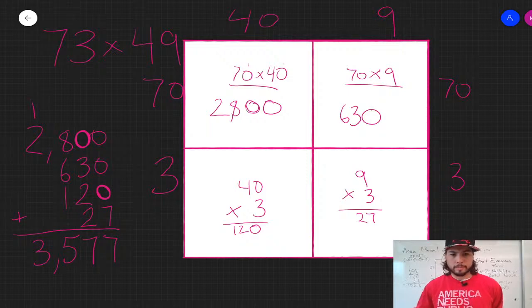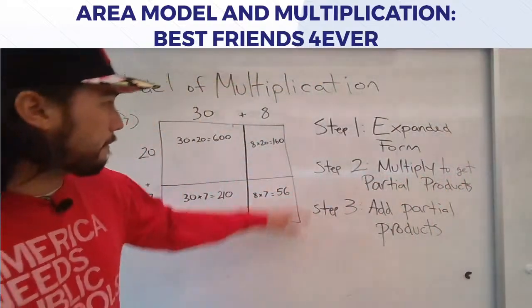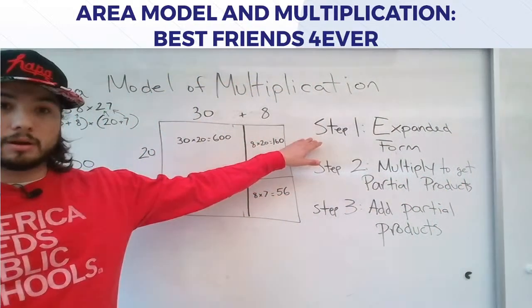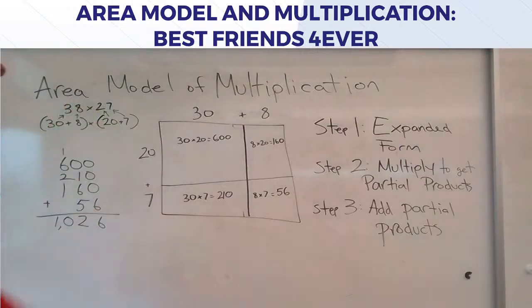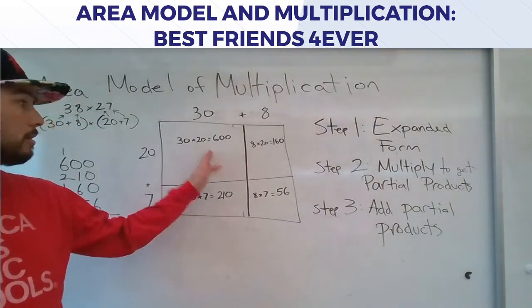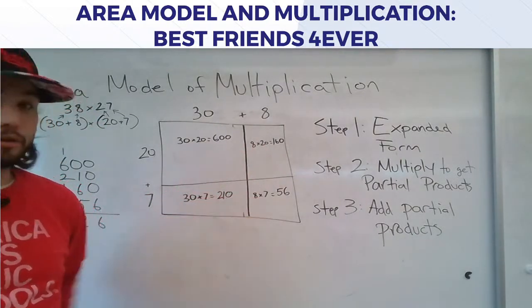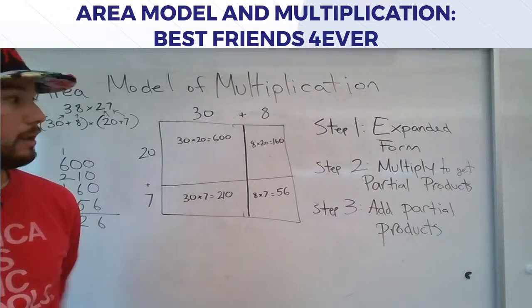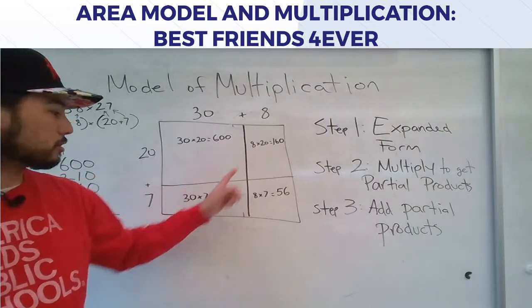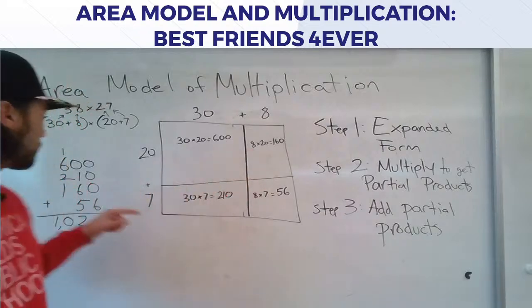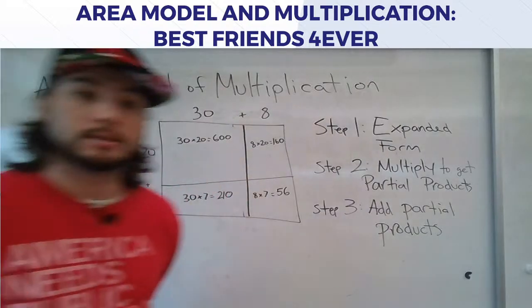All right, remember our steps. First step, put your factors in expanded form. That's going to tell you how many partial products you're going to end up having. Then multiply to get those partial products, and then add your partial products together to get your total.